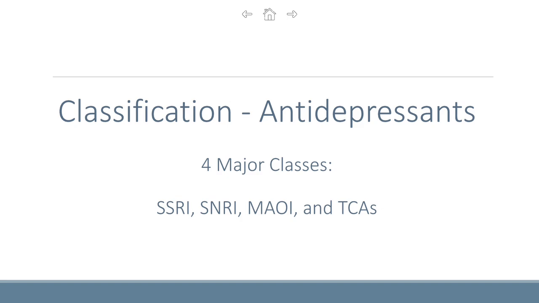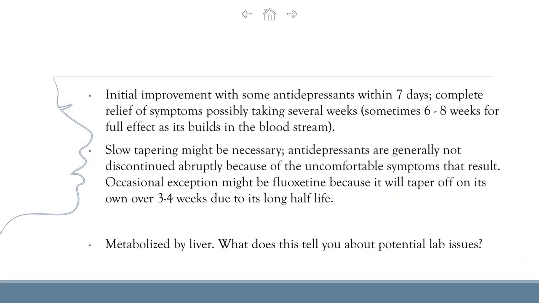Our next classification is antidepressants, and I'm going to talk about 4 major classes: SSRIs, SNRIs, MAOIs, and TCAs. So with our antidepressants, the initial improvement with some antidepressants is within 7 days, but complete relief of symptoms can take several weeks, sometimes 6 to 8 weeks for the full effect as it builds in the bloodstream. And it's really important that you understand that, both for patient education, your own knowledge, and for understanding if a patient's symptoms are being relieved.